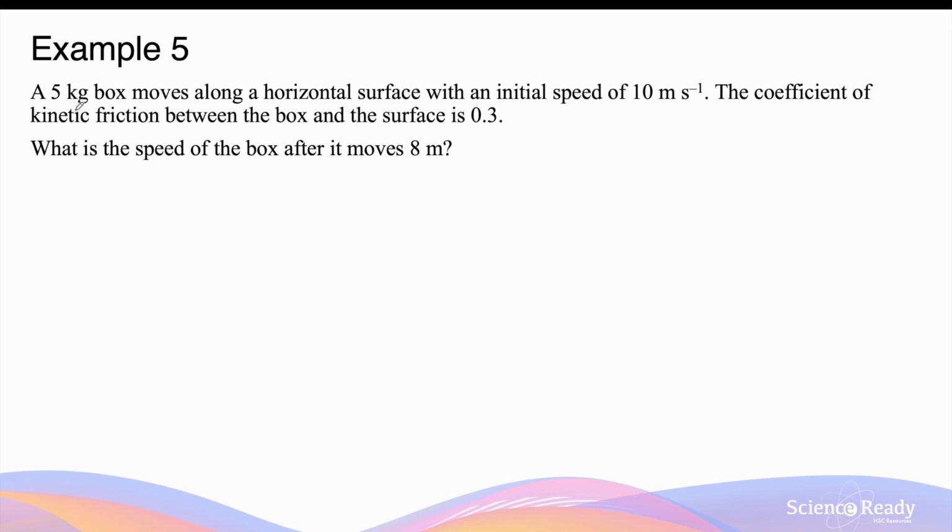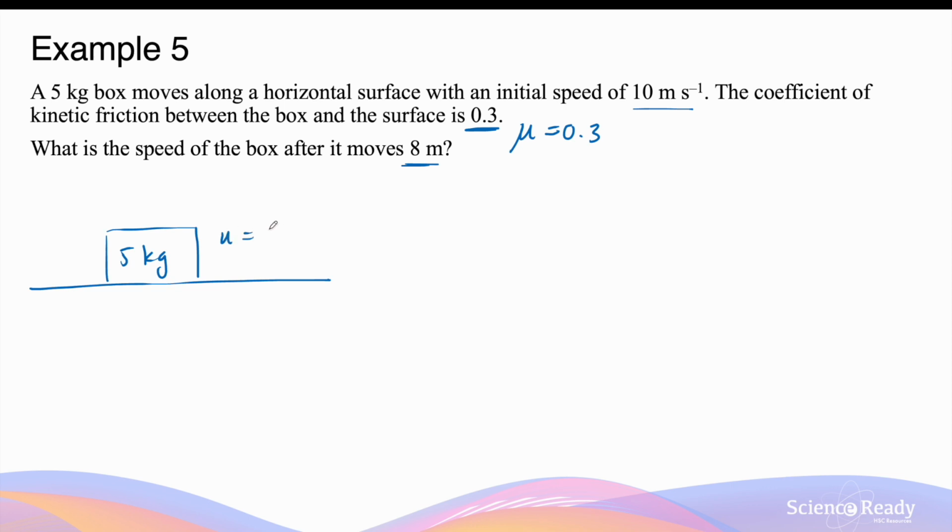Now let's look at an example where work can be done against the motion of an object. A 5 kilogram box moves along a horizontal surface with an initial speed of 10 meters per second. The coefficient of kinetic friction between the box and the surface is 0.3. So this is the value of mu, 0.3. What is the speed of the box after it moves 8 meters? So this is displacement. Now we have a box which weighs 5 kilos and it initially moves to the right at a speed of 5 meters per second.